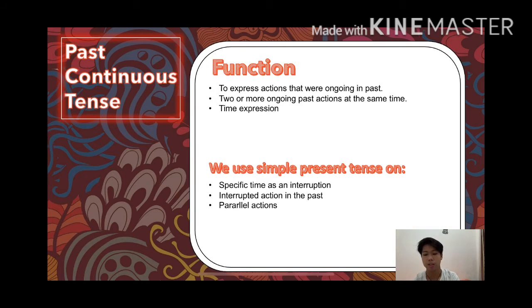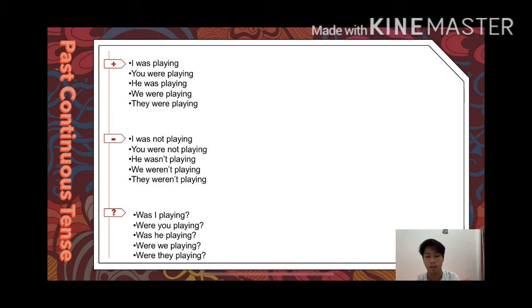The function is to express actions that were ongoing in the past, two or more ongoing past actions at the same time, and time expressions. We use it with a specific time, as an interrupted action in the past, and for parallel actions. For the example, the positive one: I was playing. The negative: I was not playing. And the question is: was I playing?